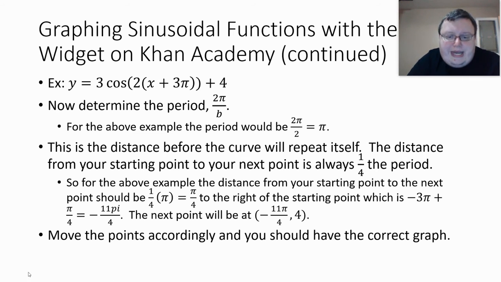So the next point will be at negative 11 pi over 4, comma 4. Remember, it's at the midline because we're talking about a cosine function. So the y coordinate, we already determined. If you go back a slide or two, you'll see that the y coordinate was 4. Move the points accordingly, and you should have the correct graph, and you're able to hit check answer.